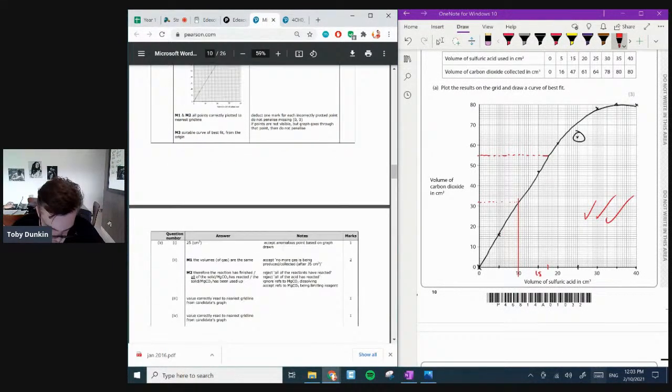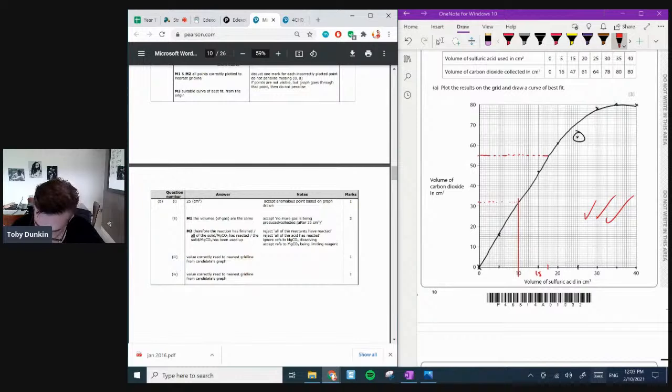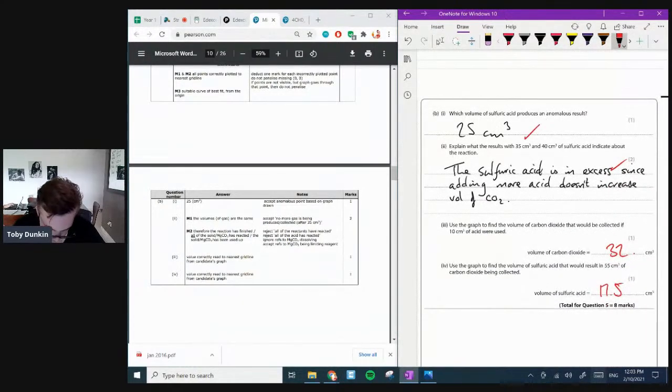Nice. All plots correctly done. 25 centimeters cubed. Sulfuric acid. The next one: explain why the results indicate the volume of gas is the same. So adding more doesn't increase the volume of gas. Therefore, the reaction has finished. All the solid magnesium carbonate is reacted. Oh, that's interesting. That's garbage, I'm going to lose one. It should be the fact that it's in excess. Okay, it's all been used up. I'm going to lose that one, the excess part.